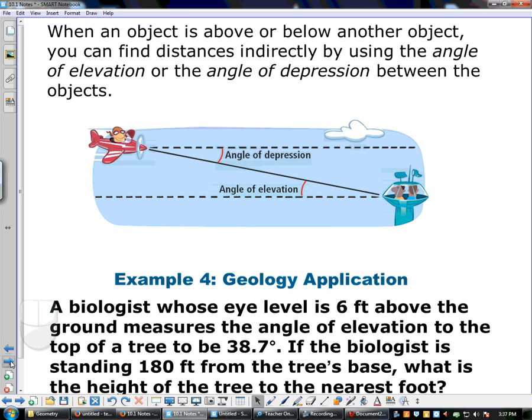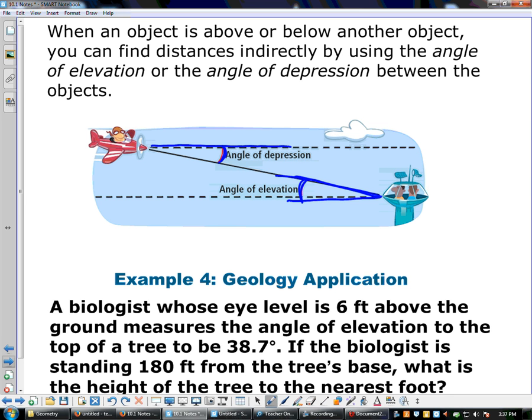When an object is above or below another object, you can find distances indirectly by using the angle of elevation or the angle of depression between two objects. So if you look at your picture here, let's first talk about the angle of depression. If we have this pilot in the airplane here, and if he's looking straight ahead, if he's looking down at something, then that's going to be called the angle of depression. So how far down will we have to look? If you are down here on the ground now and you are looking up, so from this control tower, if you would look straight out compared to looking up, however much that angle is, that would be your angle of elevation.